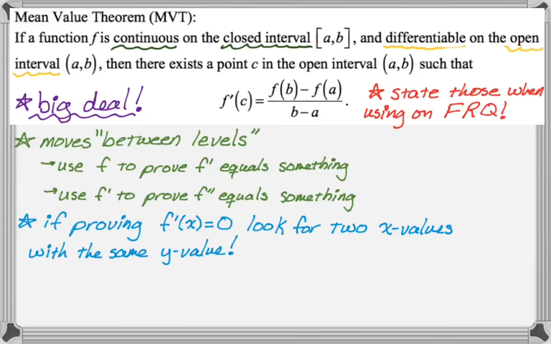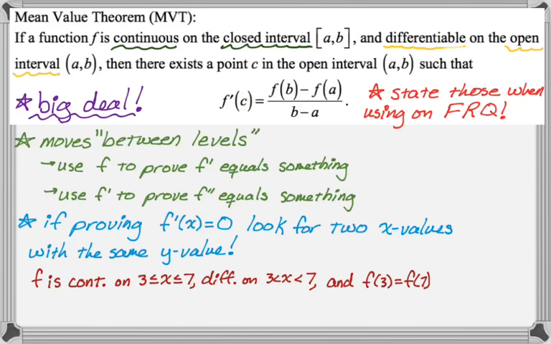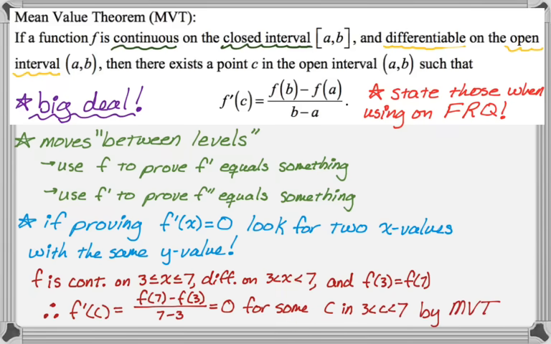This is what a write-up for that might look like. f is continuous on the closed interval from 3 to 7. It is differentiable on the open interval from 3 to 7. And f of 3 equals f of 7. That's convenient because it means the slope of the secant line between them is 0. So we can say, therefore, f prime of c is equal to f of 7 minus f of 3 over 7 minus 3, which we know is 0 because f of 7 and f of 3 are the same, for some c between 3 and 7, and that's true by the mean value theorem. So we stated continuity, we stated differentiability, and then we showed that the slope of the tangent line equals the slope of the secant line. That's how you'll use it frequently.